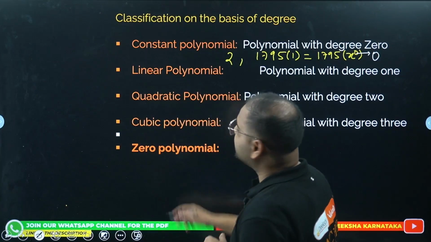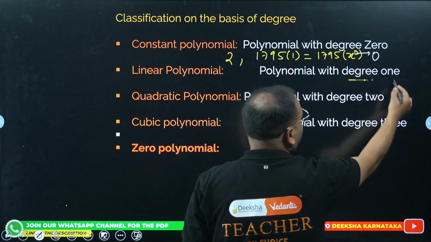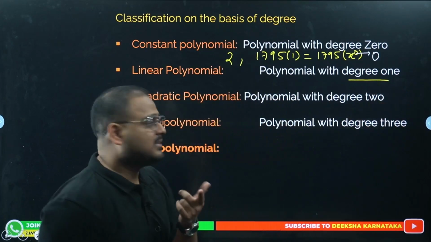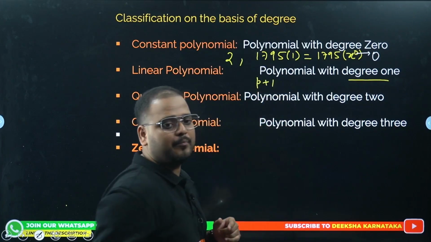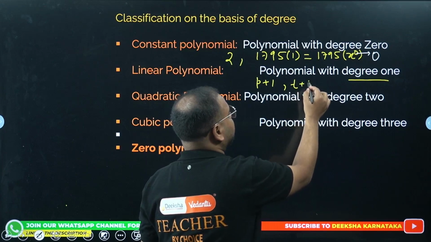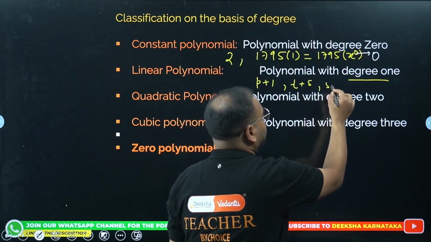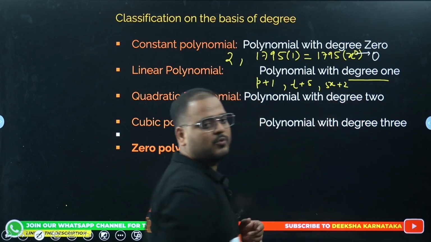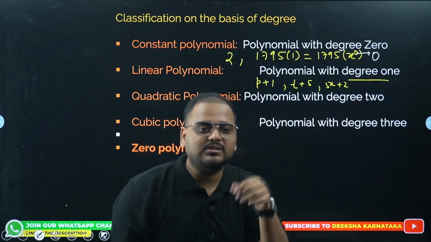Excellent. Next part, linear polynomial. What's the degree? 1. Whenever we have degree as 1, that is called a linear polynomial. Means I can take an example: p plus 1. What's the degree of p? Just 1. t plus 5, degree is just 1. 5x plus 2, degree is 1. Means on the variables written there, x, t, p, what is the highest power?